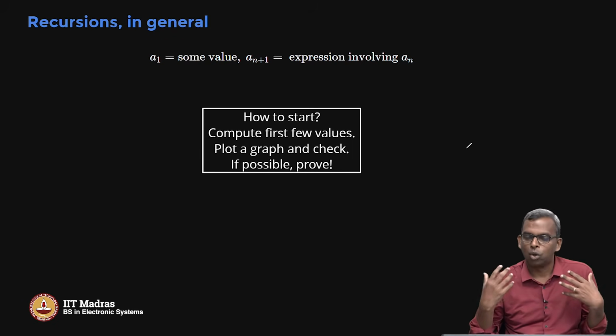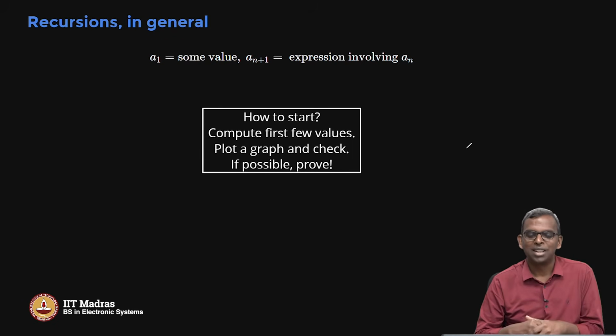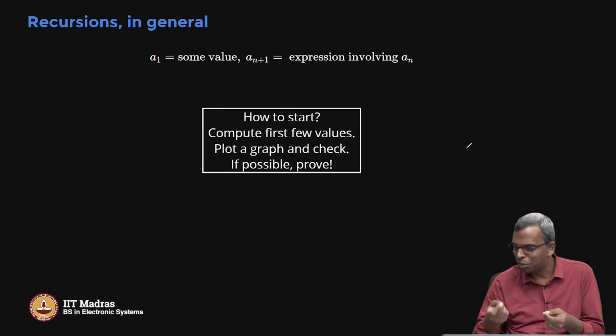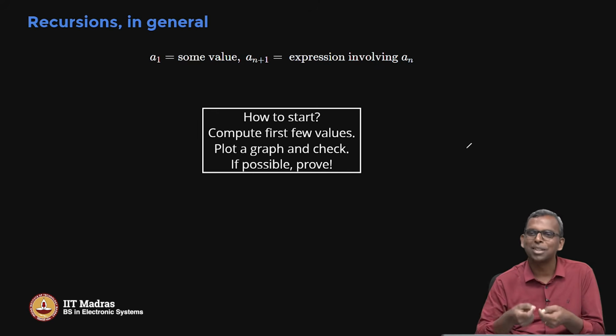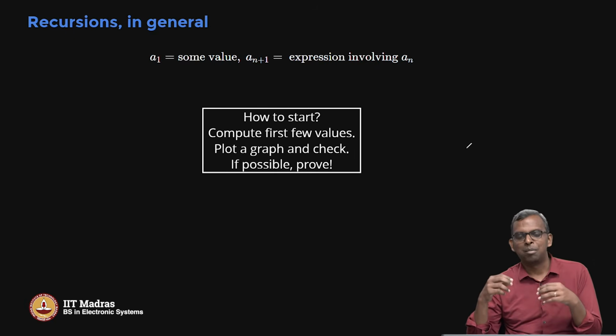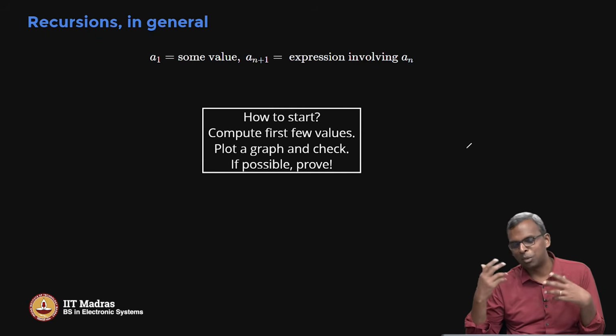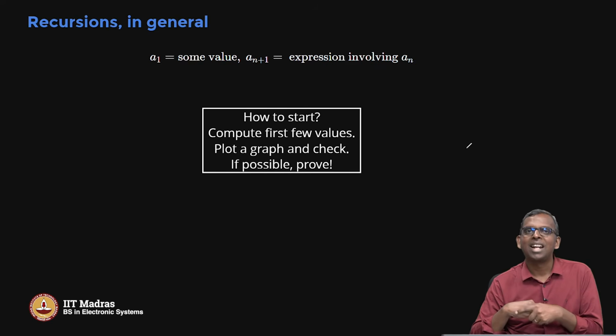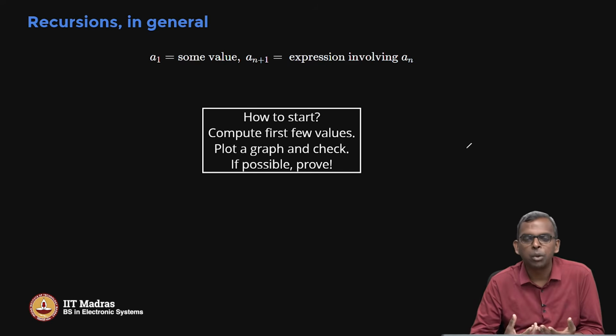What I would advise you to do is to first compute a few values. You're given a recursion, just compute a few values. How hard is it to compute? So compute and see what happens, and definitely plot and check. Get a stem graph, see what happens to it. Maybe change the initial value, see what happens to the recursion, and if possible, prove things about that recursion.